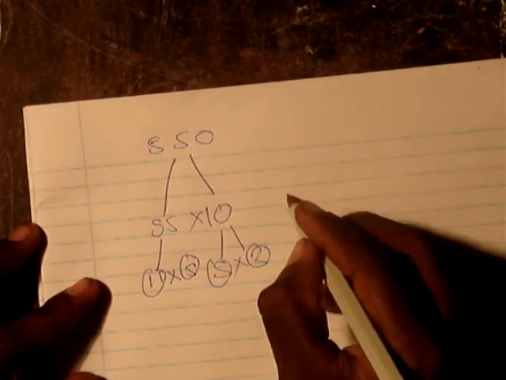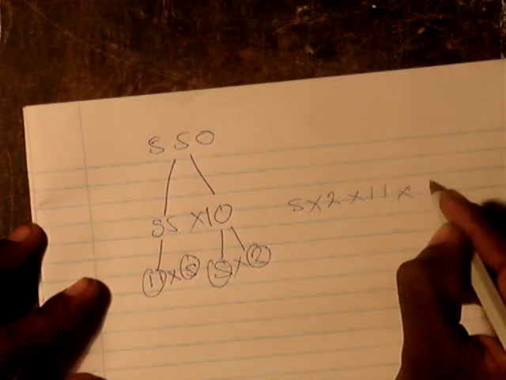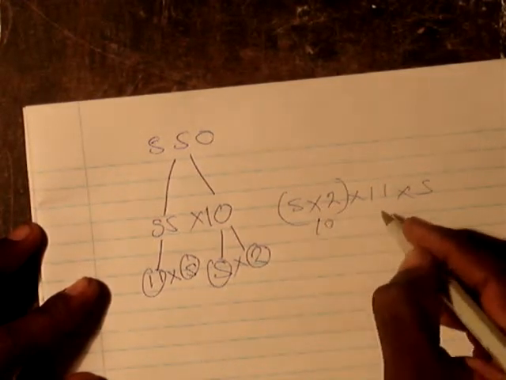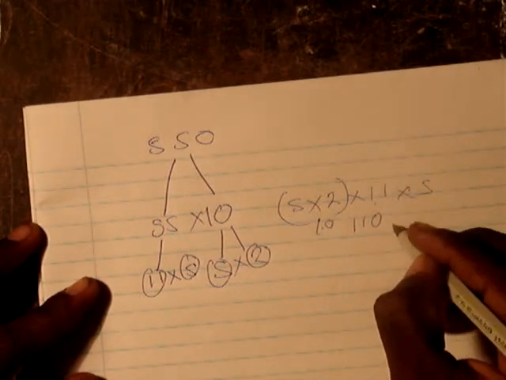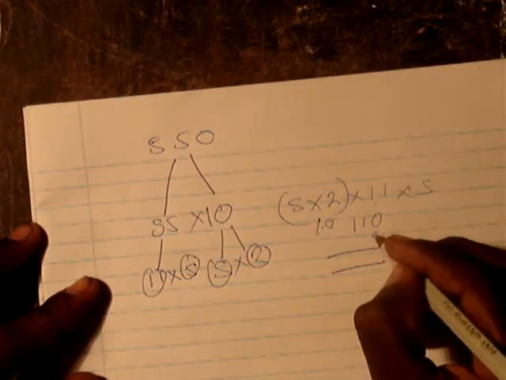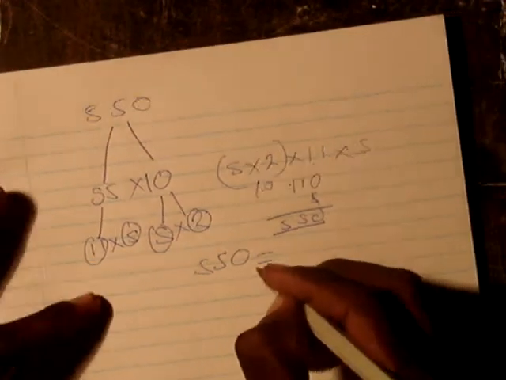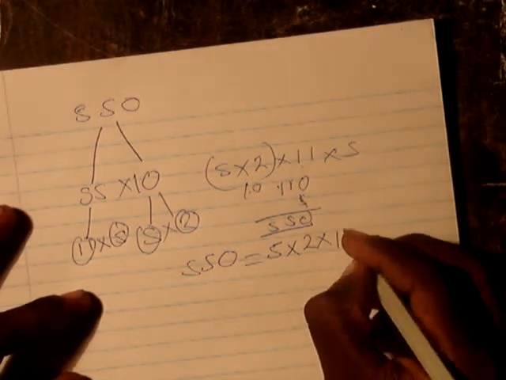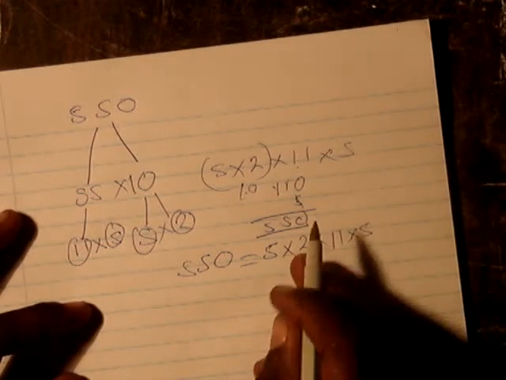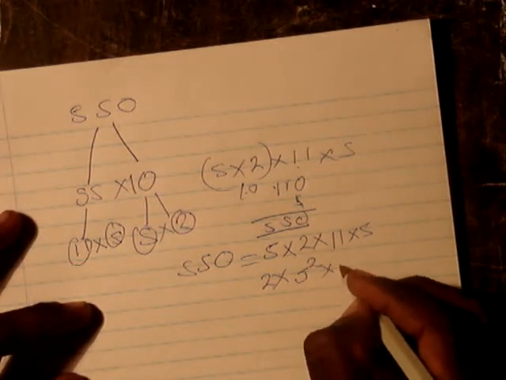Then we say 5 times 2 times 11 times 5. That is 10, 10 times 11 is equal to 110, and 110 times 5 is equal to 550. So 550 is equal to 5 times 2 times 11 times 5, but you have to write them in order. That is 2 times 5 to the power 2 times 11.